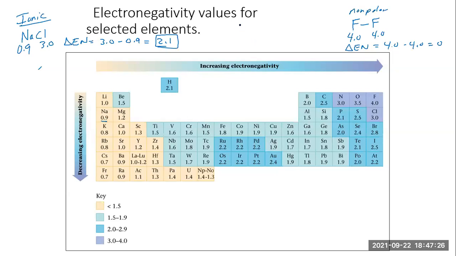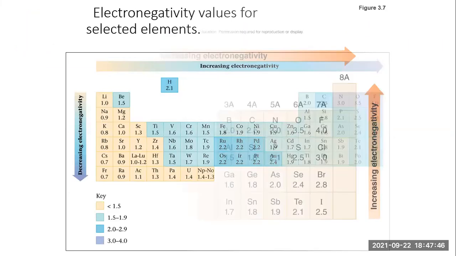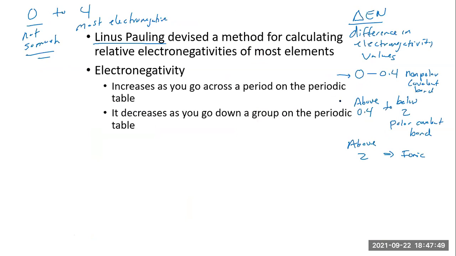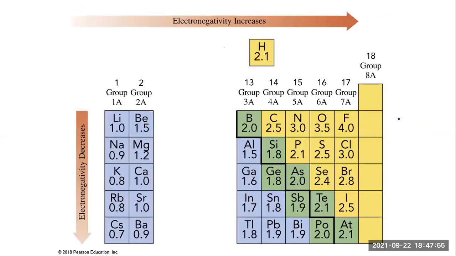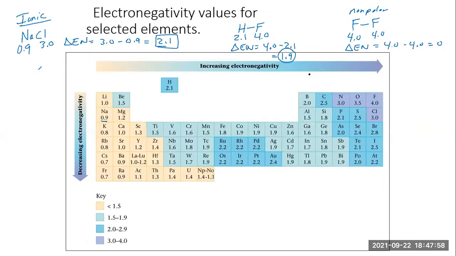If we look at our good friend H and F, H has an electronegativity value of 2.1. Fluorine has an electronegativity value of 4. The difference in electronegativity value is 4 minus 2.1. No, I'm going to call that a 1.9 difference. Again, if we go back and look at our scale here, above 0.4 but below 2 is a polar bond. Now, this is what we were talking about earlier.